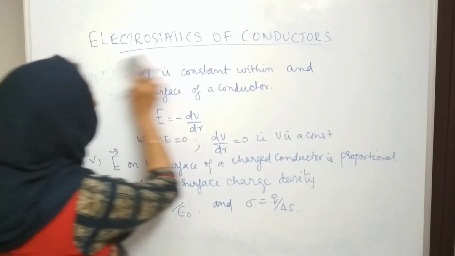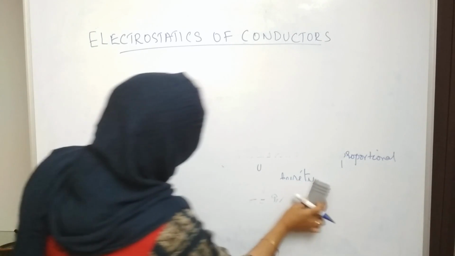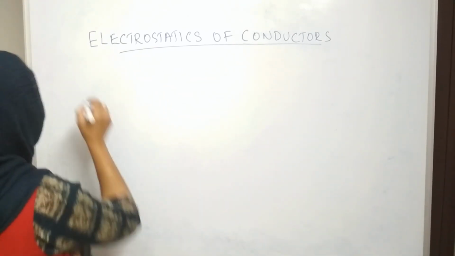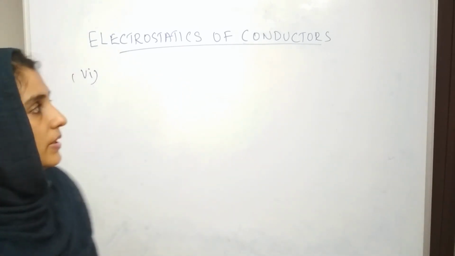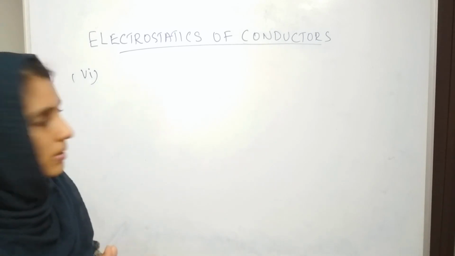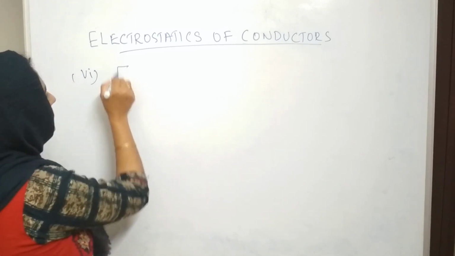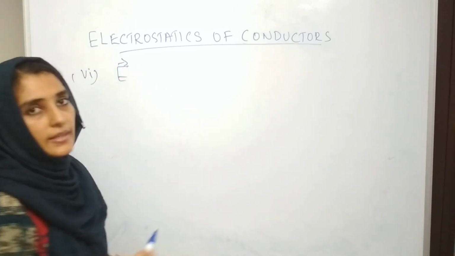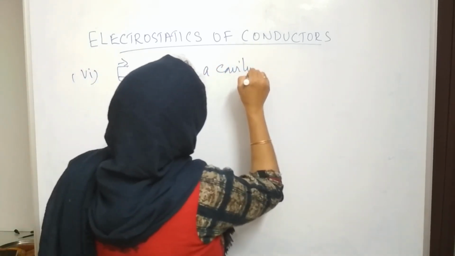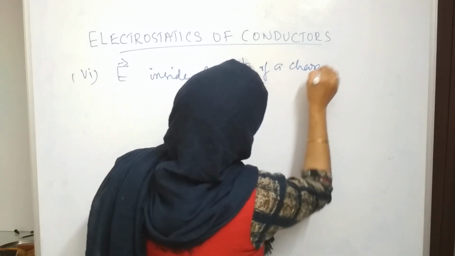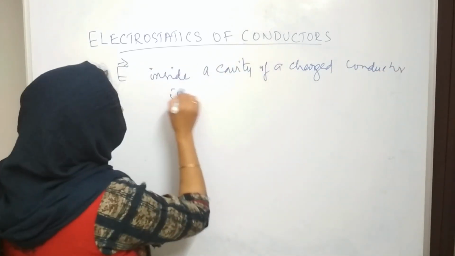Finally, we have the last one, the sixth property related to the electrostatics of conductors, which is very interesting, and has a lot of wide applications even in our daily life. We can relate it to many cases. So next is the electric field inside a cavity of a charged conductor is 0. Cavity means it's hollow. The electric field inside a cavity of a charged conductor is always 0.